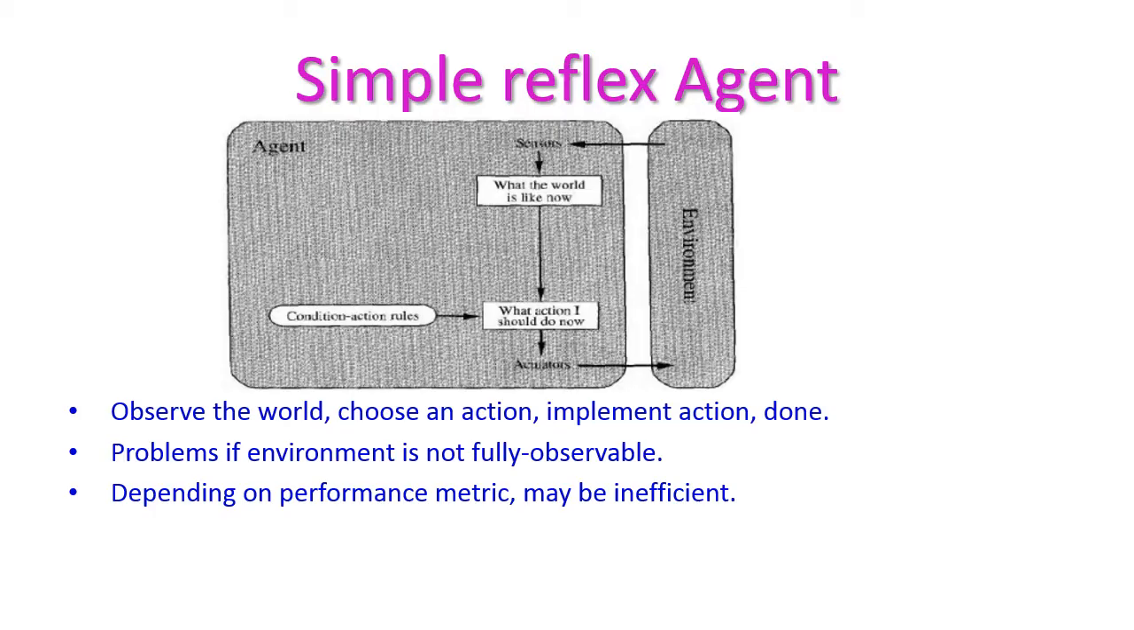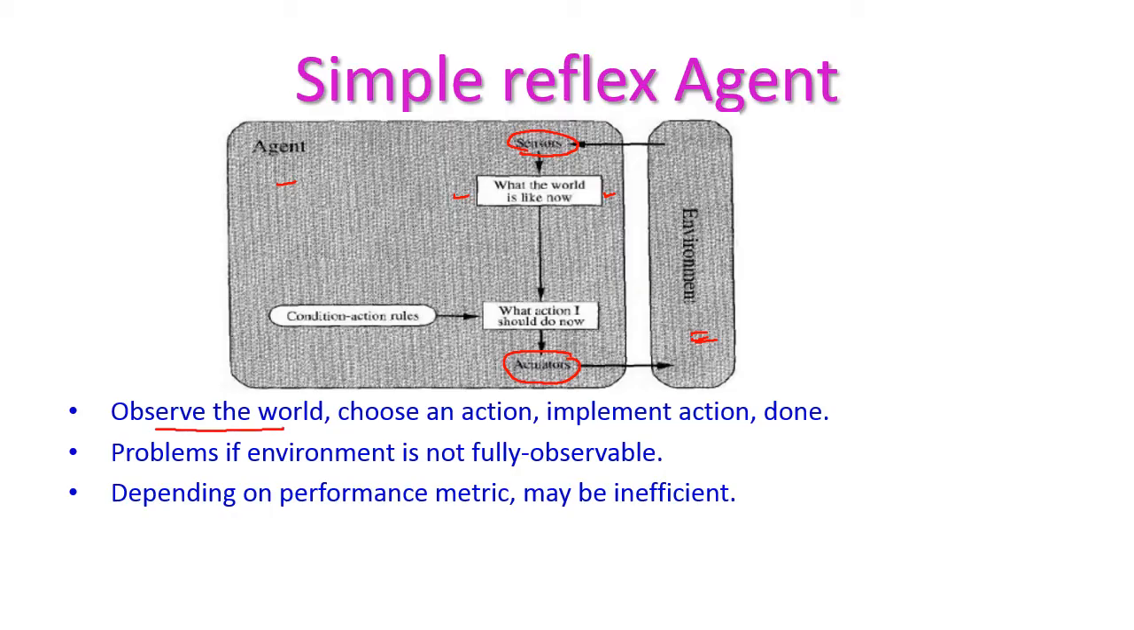So here this is the agent and this is the environment. Agent is going to perform on this environment. First, the agent should have its own sensors and its own actuators. All the agents should have their own sensors and their own actuators. By using sensors, it will observe the current environment, right? What the world is like now. So by using the sensor, it will observe the current environment, that is, observe the world.